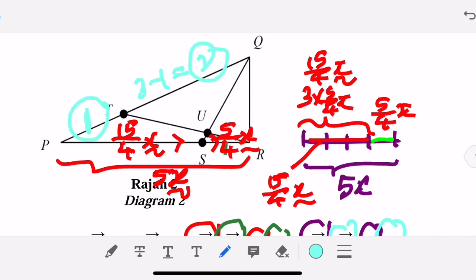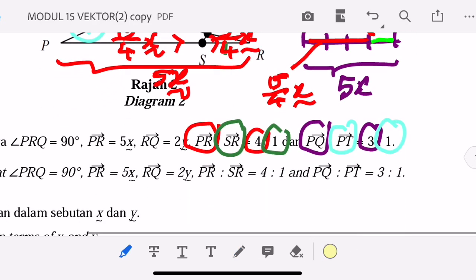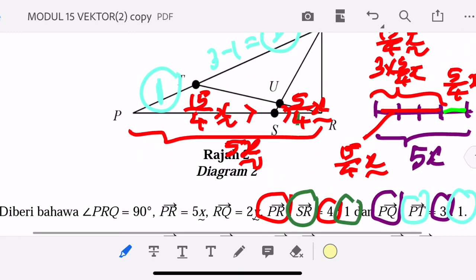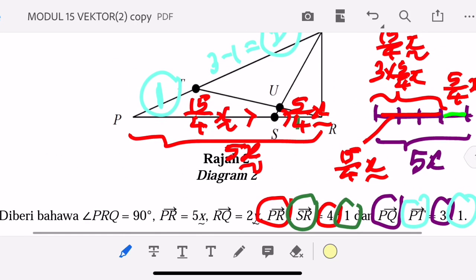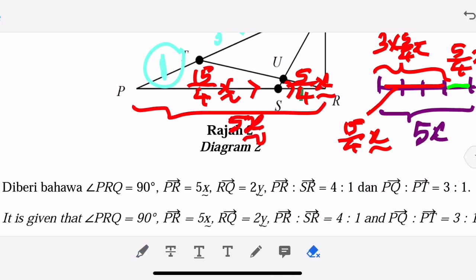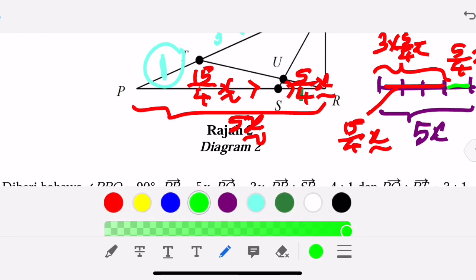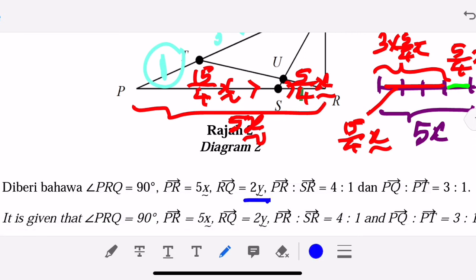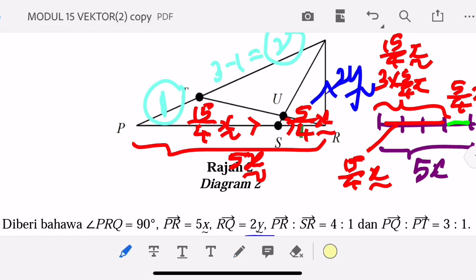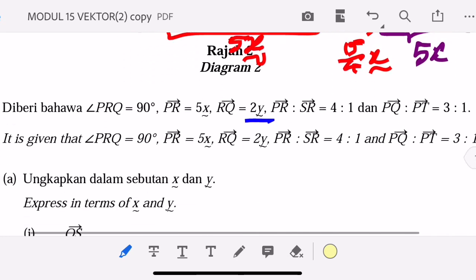Okay, so you label the ratio on the line before we proceed to solving the vector problem. Now I'm going to solve the vector problem after labeling everything. So we are given RQ is 2y, right? Okay, so we have to label R to Q with the arrow. Now I'm using the blue color. R to Q is 2y, right? Okay, so we have vector 2y from R to Q.